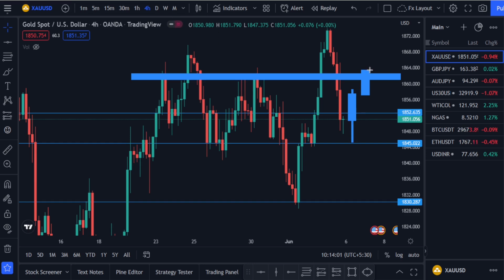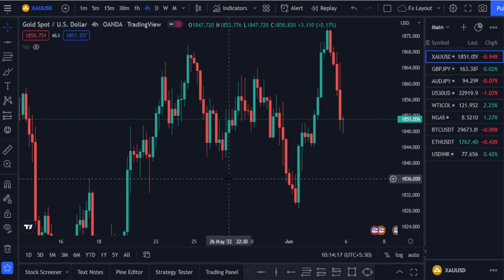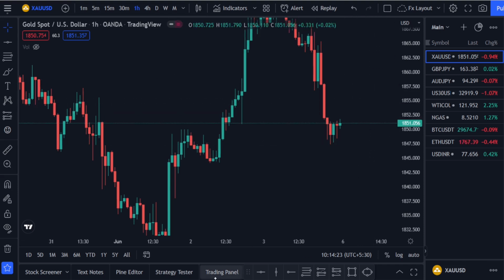And if we get another break and close above that area, we are expecting the price to further move to the next resistance like this. So it totally depends upon how the next few candles close on the 4-hour time frame. That's going to give us a better direction. Now let's see what we see on the 1-hour chart. On the 1-hour chart, as we can see, there has been a support right here.